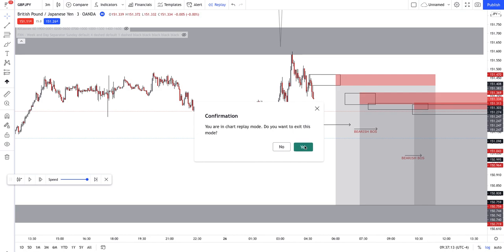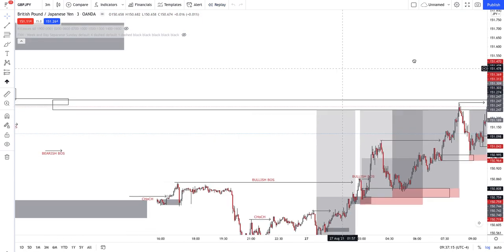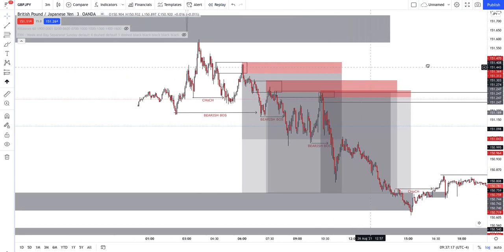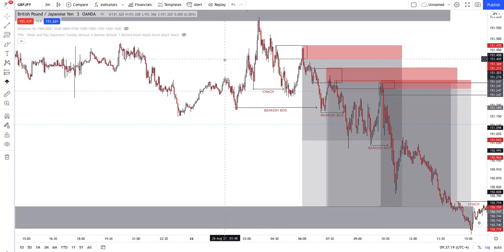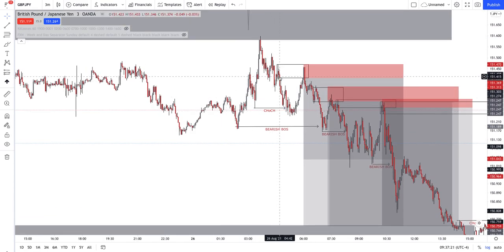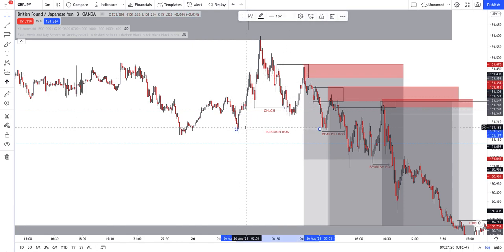Alright, but now let's remove replay mode and move over to the next position you could have stacked your trade in, right? So once you got that change of character, you could have gone in at this area of supply right here. Now you wait for a break of structure, right? You wait for this low to be broken to continue to stack in another entry.